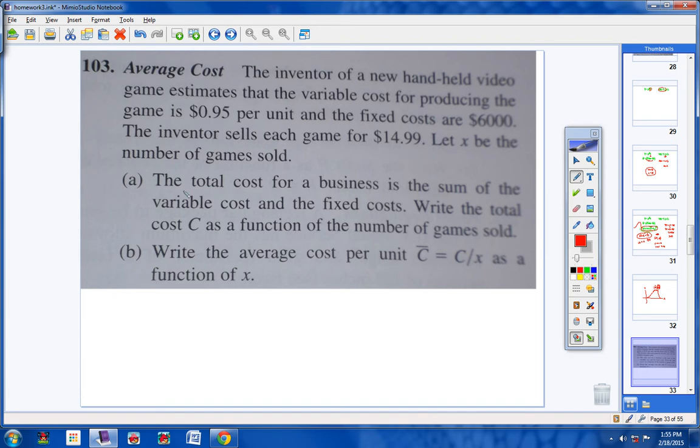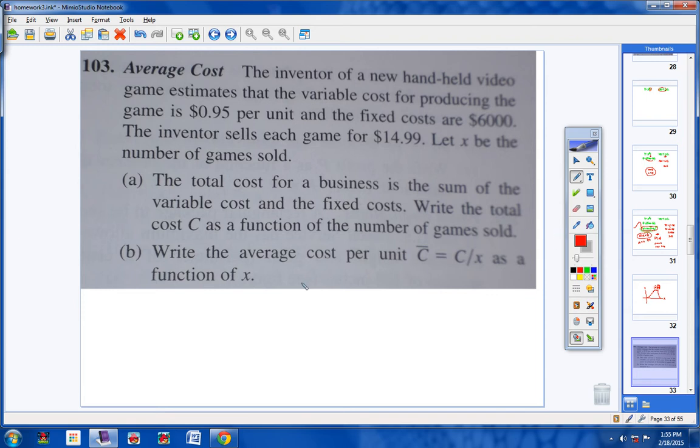Now, the total cost for a business is the sum of the variable cost and the fixed cost, okay? So, they want us to write the total cost as a function of games sold. Now, students, that's just not hard to do if you think about it.